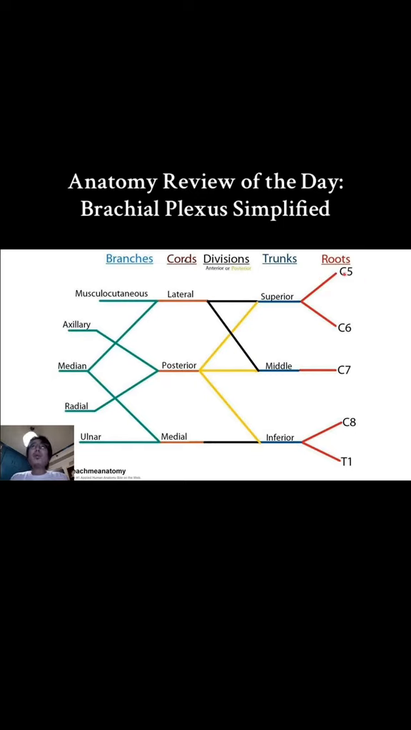To remember the 5 main components of the brachial plexus, we can adopt the following mnemonic: Richard, trunks; drinks, coffee, black.